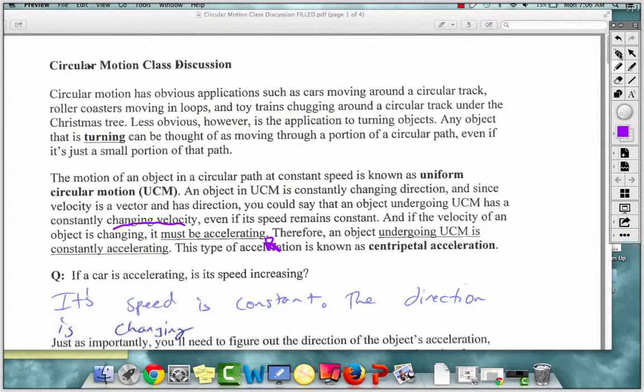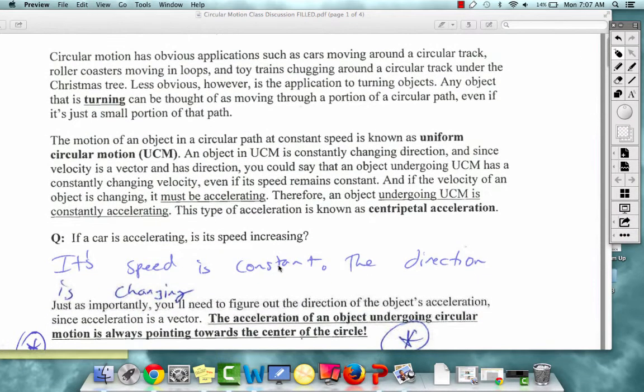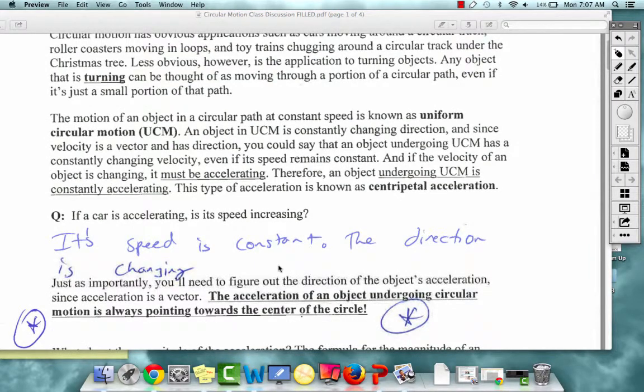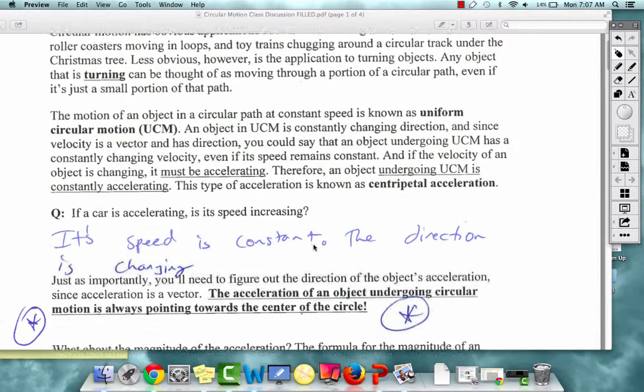So we come to our first question. If a car is accelerating, is its speed increasing? Well, it could be, but when we're dealing with uniform circular motion, the speed is constant. It's always going to be the same. The thing that causes it to accelerate is that the direction is changing. So it is accelerating, it's just not how we've been talking about it in other chapters, where acceleration was usually speeding up or slowing down. In this case, the direction is changing.